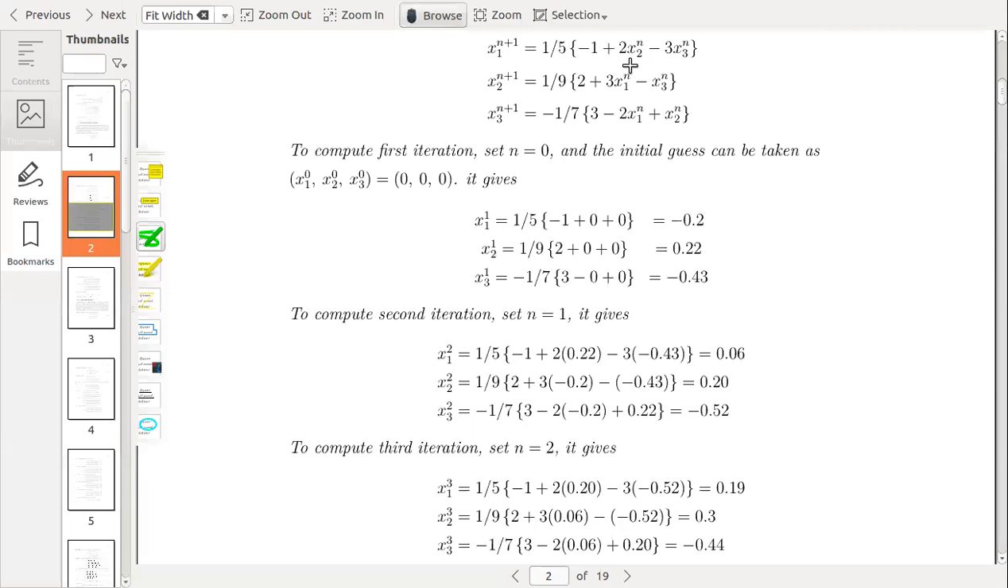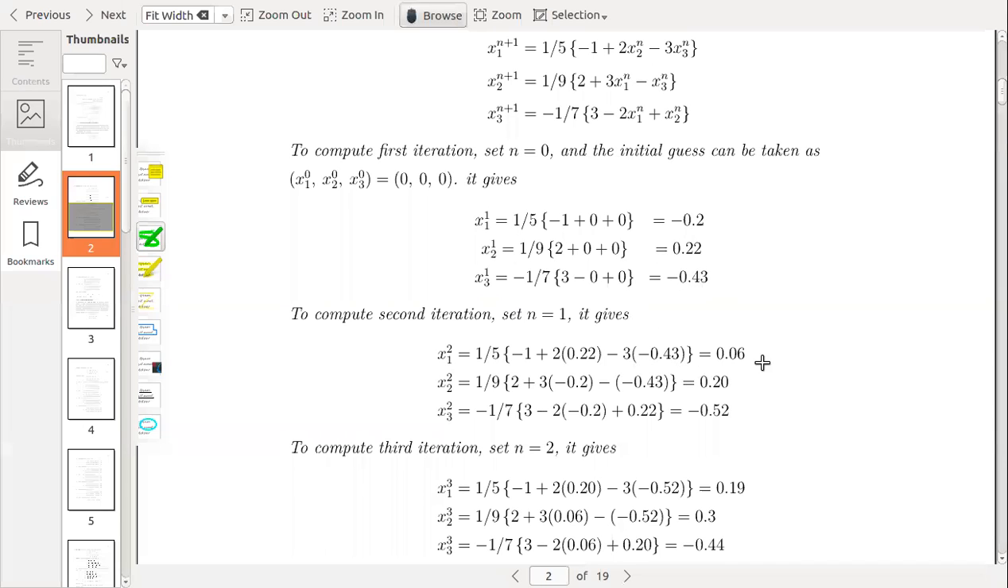Okay, x2. So where is x2? This is x2 power 1, so this value will be replaced with 0.22. That is why 2 into 0.22, minus 3, and x3. So x3 power 1, because here is x3 power 1, you replace this value here. Okay, minus 3 into minus 0.43.